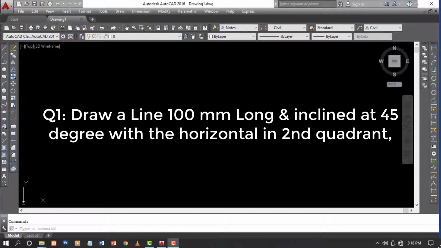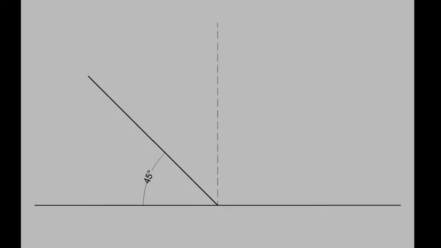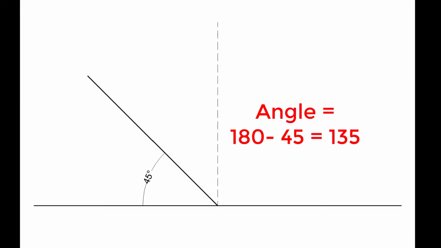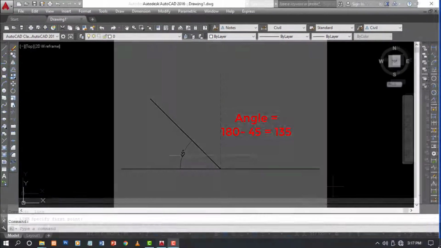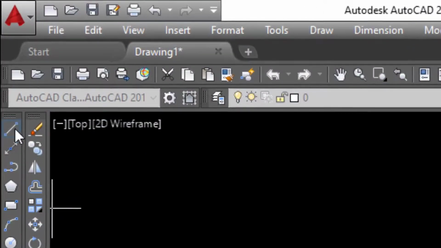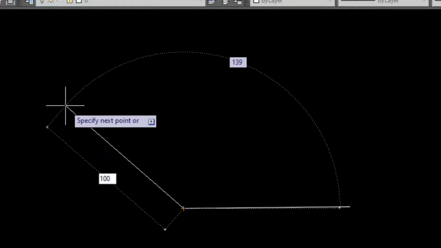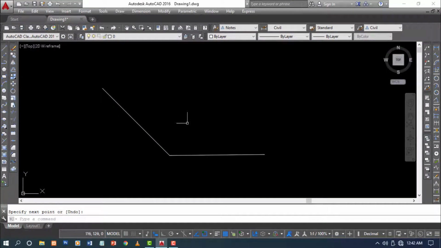Question 1. Draw a line 100 mm long and inclined at 45 degree with the horizontal in the second quadrant as given in this picture. So as the angle is measured from the negative x-axis, then the value of theta in polar coordinate in anti-clockwise direction will be 180 minus 45 degree, that is 135 degree. We have to use the line command and specify the first point, then 100 < 135 and hit enter. Thus we will have the required line.